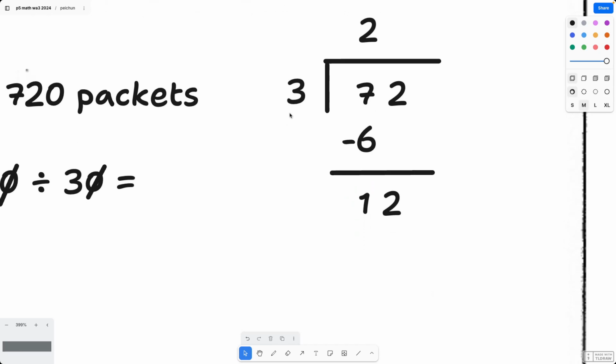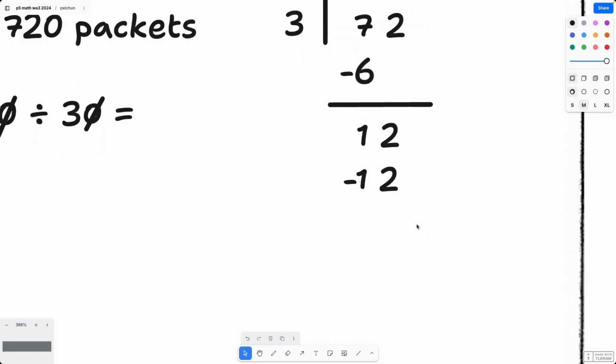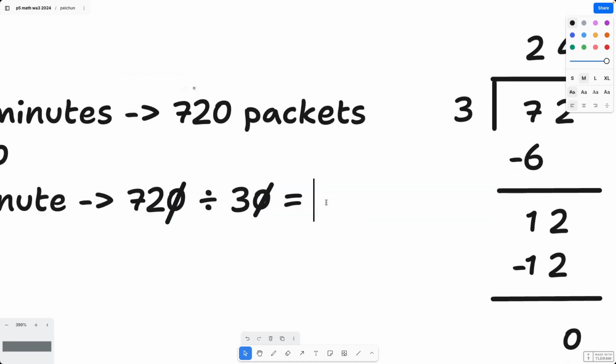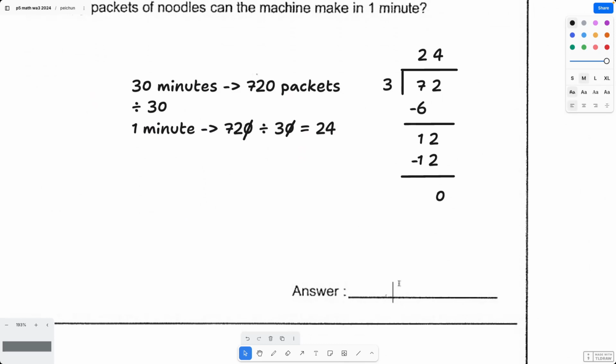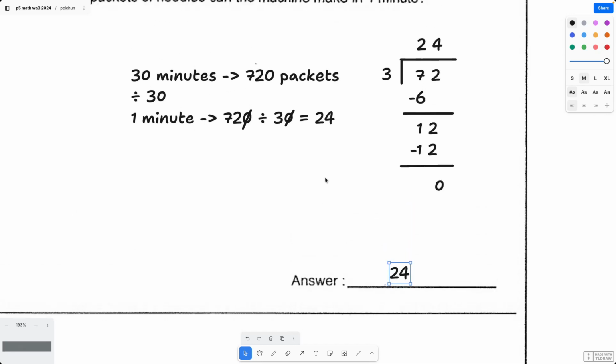So is 12 a multiple of 3? Yes, it is, right? So we can actually minus 12. So minus 12, and 12 is basically 4 times 3. So 2 and 4. And there you go. You get, in this case, 0. So that means 72 divided by 3 is 24. So that means the answer to this is 24 packets. Alrighty, let's move on to the next question.